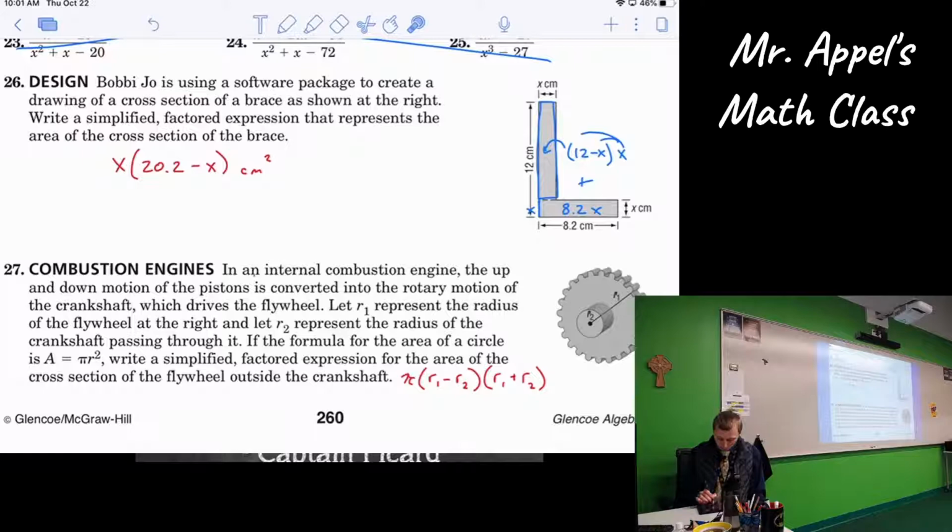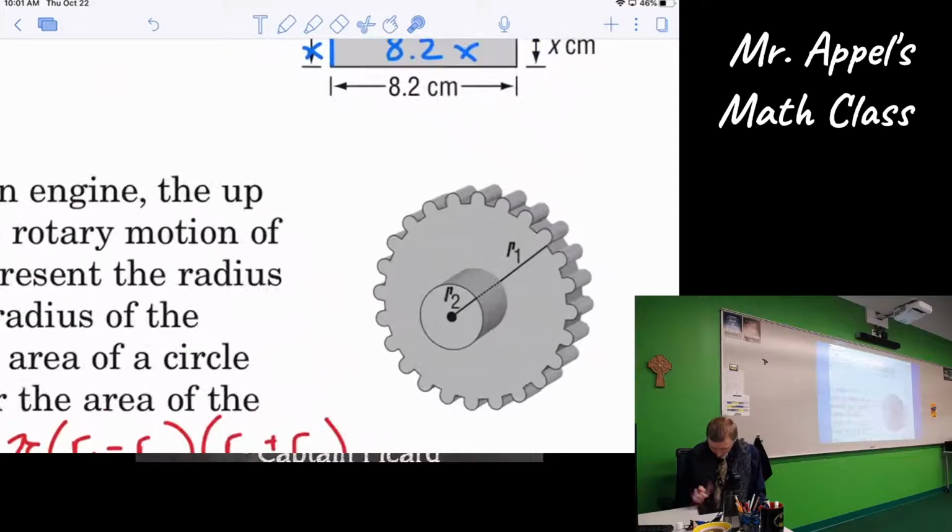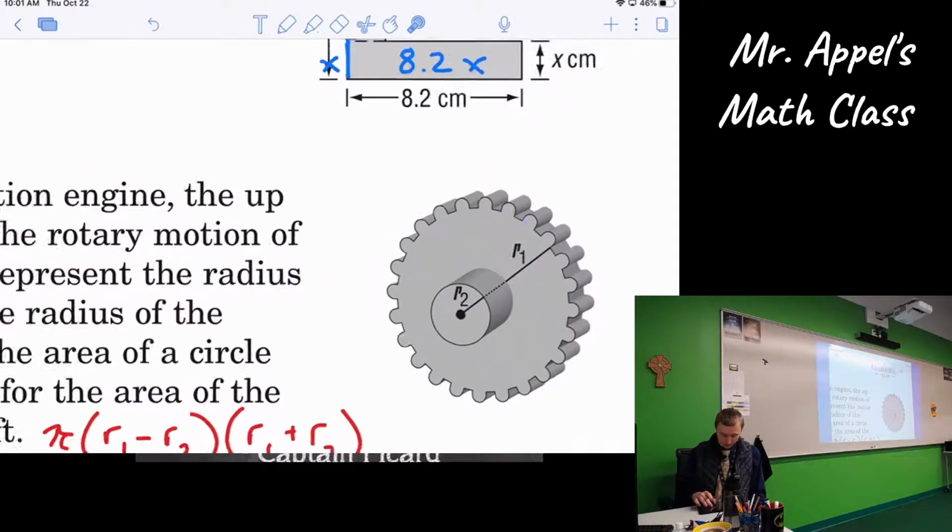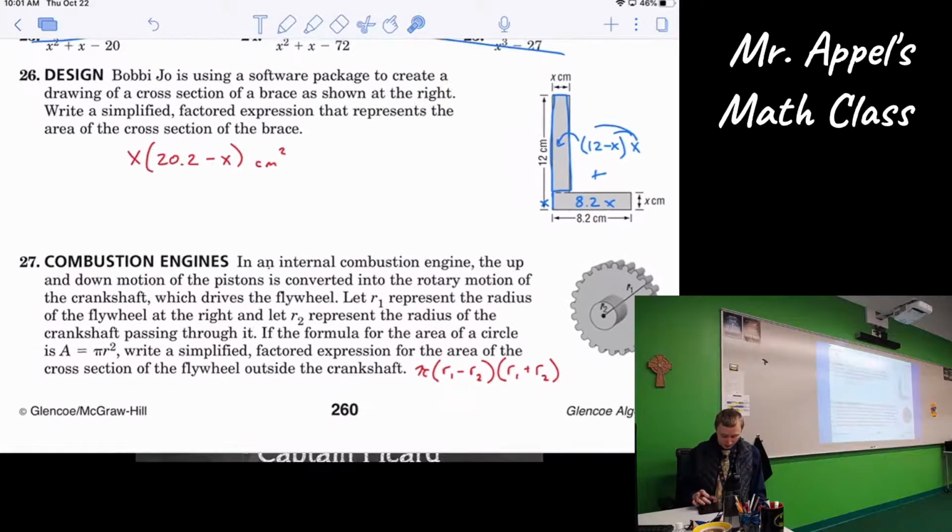Let R1 represent the radius of the flywheel at right. So they've got it drawn in. It's the radius of the big wheel there. Let R2 represent the radius of the crankshaft passing through it, so the diameter of the rod through the gear there. They call it a flywheel, but it is some sort of gear or sprocket there.